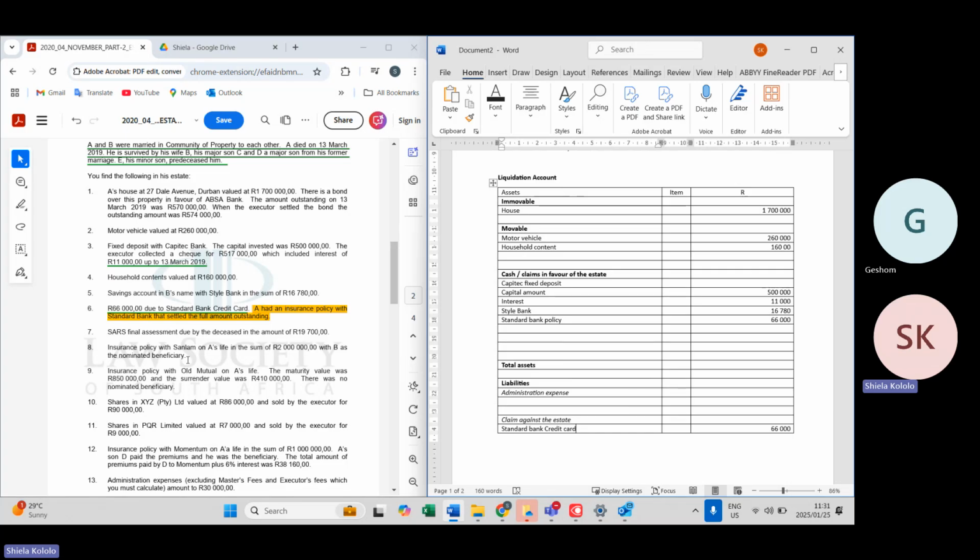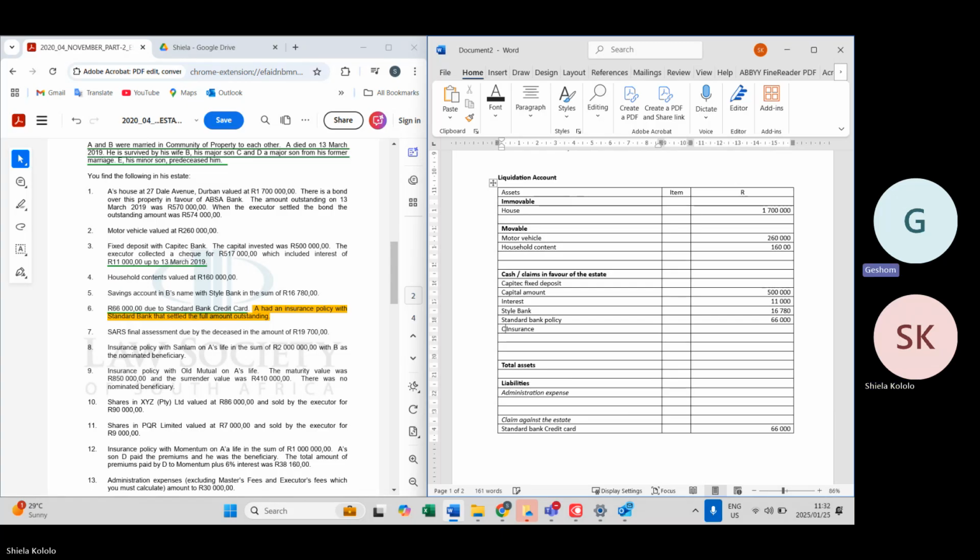Then you can do 9. Insurance policy with Old Mutual on A's life. The maturity value was 850,000 and the surrender value was 410,000. There was no nominated beneficiary. So the maturity value insurance policy is a claim in favor of the estate. The maturity value was 850,000 and the surrender value was 410,000. So which amount do we take?